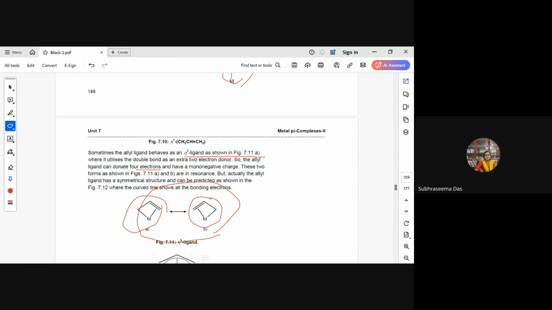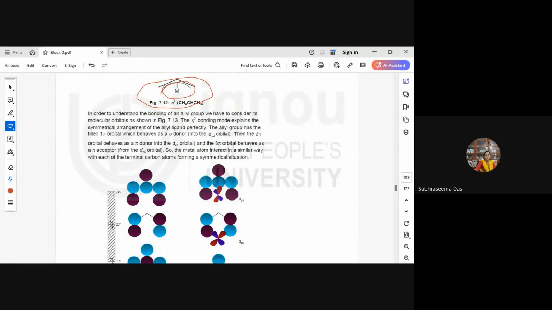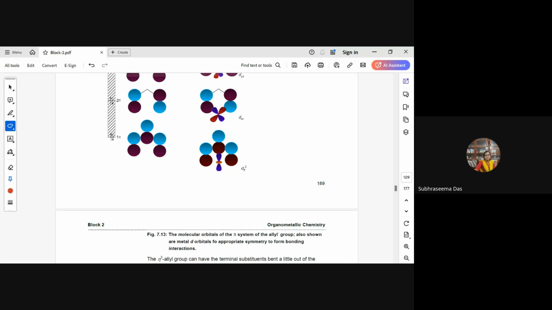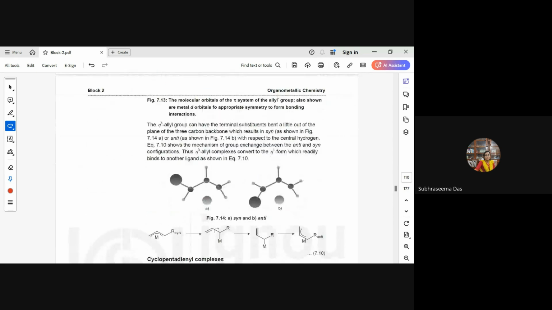But actually the allyl ligand has a symmetrical structure, as shown in figure 7.12. This is the actual representation of an allyl ligand, where this curved line represents all the bonding electrons. A better understanding of the allyl group is obtained by considering the molecular orbitals, as shown in figure 7.13. The molecular orbitals are also shown to understand the particular stability of the allyl group.